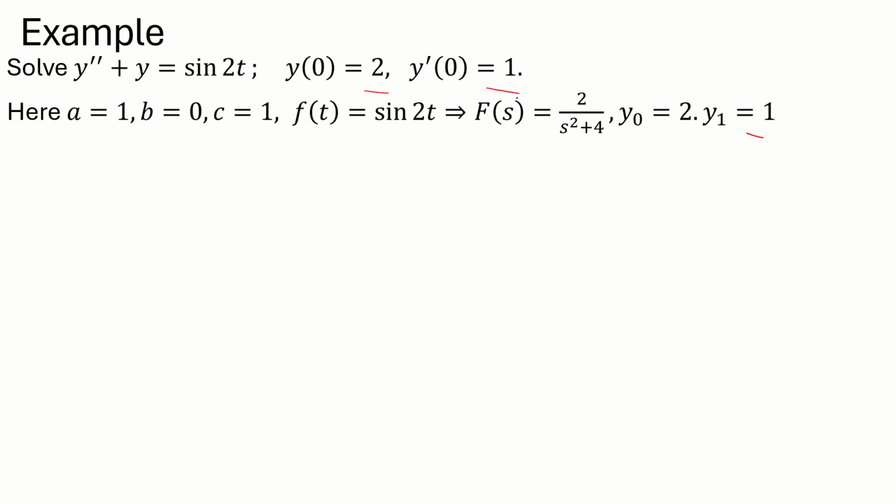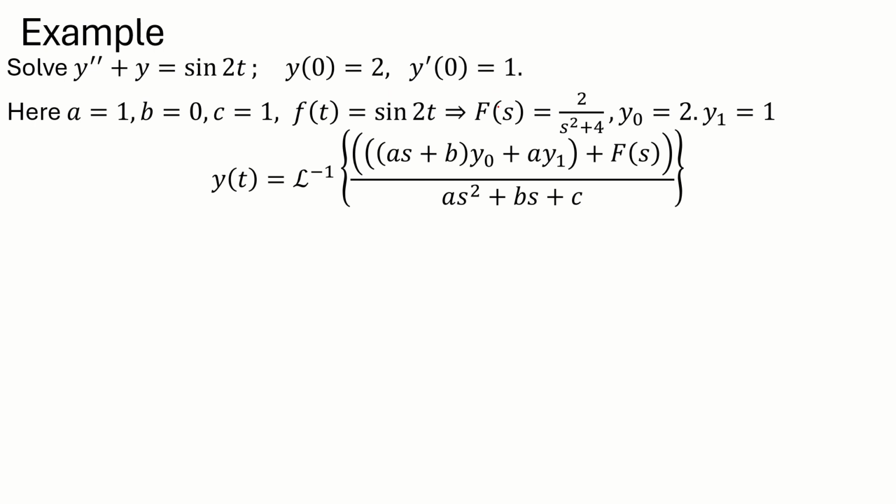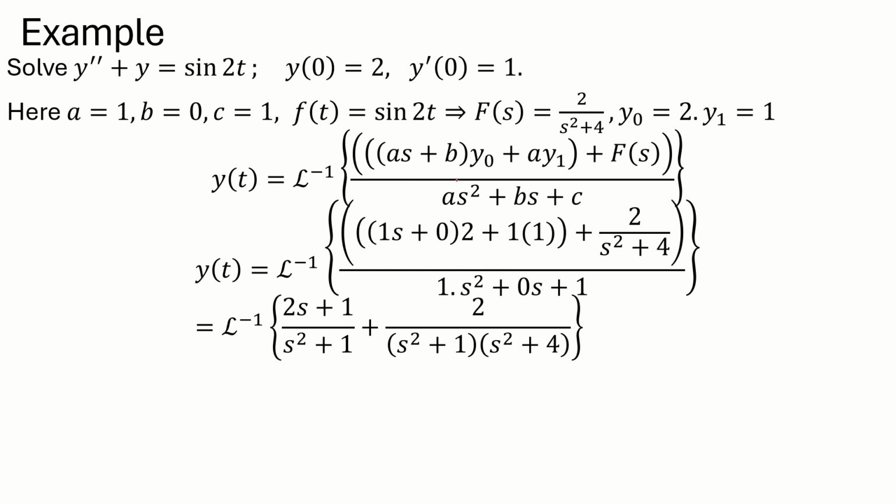Now we know the formula is given as this one. So putting a equal to 1, b will be replaced with 0, y0 will be replaced with 2, a is again 1, and y1 will be replaced with 1. So we have altogether a relation as 1s plus 0 into 2. That means 2s plus 1, and then 2 by s square. So we have 2s plus 1 divided by s square plus 1 plus 2 by s square plus 4 divided by s square plus 1 is what?